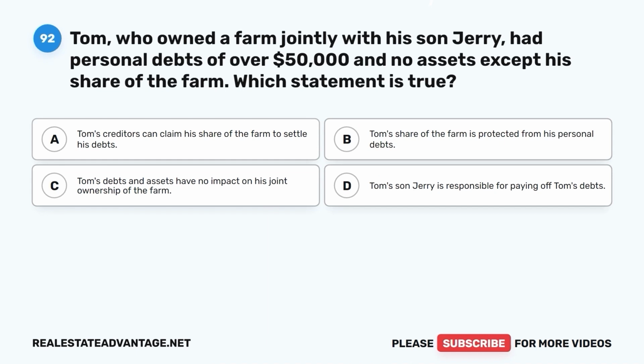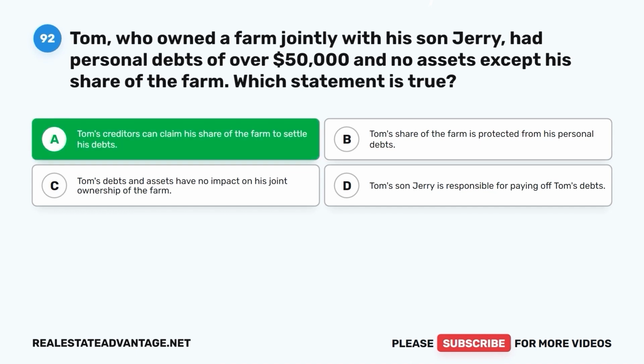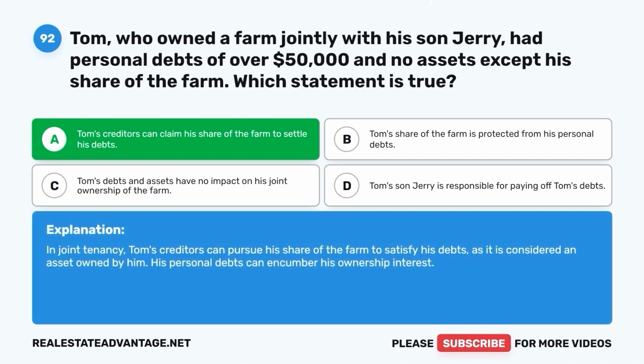Question 92. Tom, who owned a farm jointly with his son Jerry, had personal debts of over $50,000 and no assets except his share of the farm. Which statement is true? A. Tom's creditors can claim his share of the farm to settle his debts. B. Tom's share of the farm is protected from his personal debts. C. Tom's debts and assets have no impact on his joint ownership of the farm. D. Tom's son Jerry is responsible for paying off Tom's debts. The correct answer is A. Tom's creditors can claim his share of the farm to settle his debts. In joint tenancy, Tom's creditors can pursue his share of the farm to satisfy his debts, as it is considered an asset owned by him. His personal debts can encumber his ownership interest.